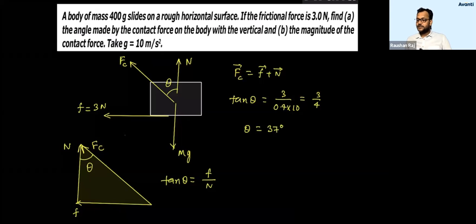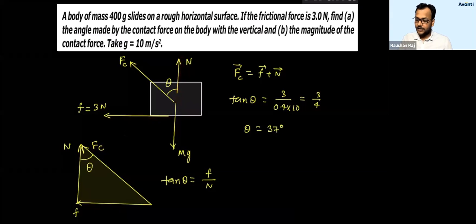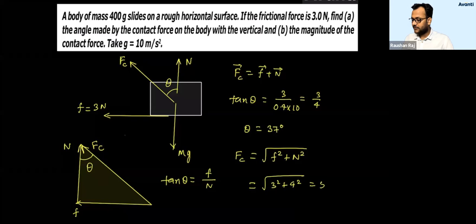Now we need to find what is the contact force. So since FC is equal to F plus N, and F and N are making an angle of 90 degrees with each other, every time F and N will make an angle of 90 degrees with each other, so magnitude of FC will be equal to square root of F square plus N square. Answer would be square root of 3 square plus 4 square. So it will be 5 Newton.